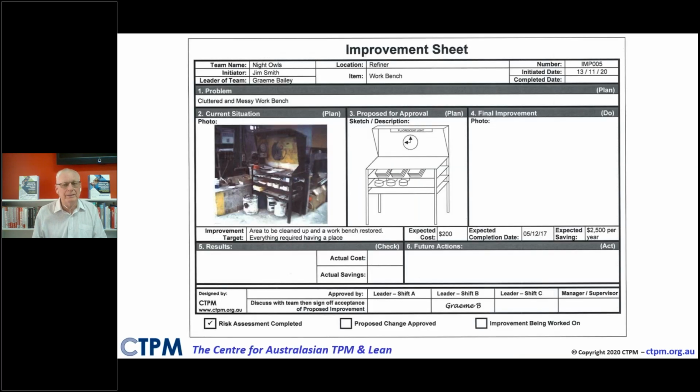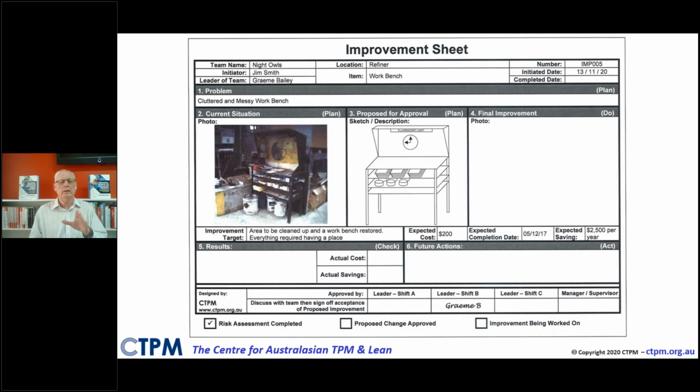Let's turn it into something a little bit simpler and use our language to create the same consensus across shifts. So what we have here is what we call an improvement sheet, which is a very, very simple problem-solving framework of six parts. You define what the problem is. In this case, they had a cluttered and messy workbench. They wanted one that had good visual controls so people could keep everything neat and orderly.